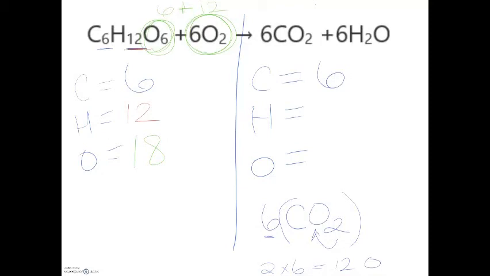And remember, again, those are the same 6 carbon atoms. They're just breaking these bonds and rearranging to make something else. That's why these numbers have to be the same, because this is before and after of the same stuff.